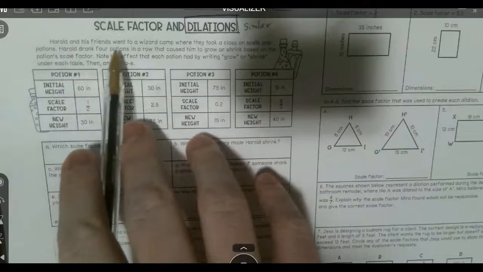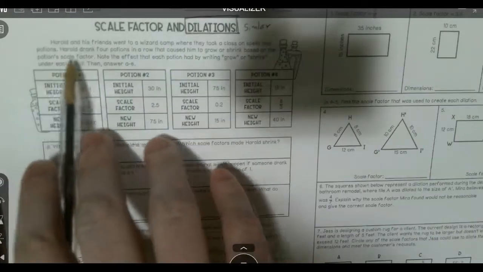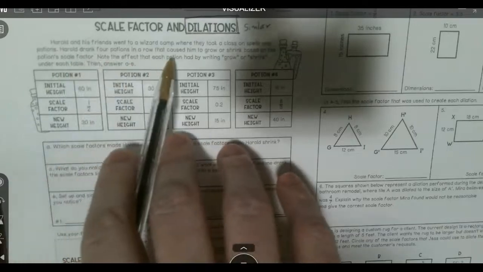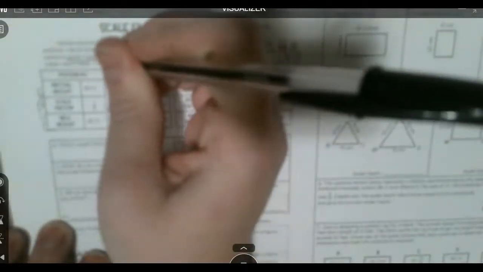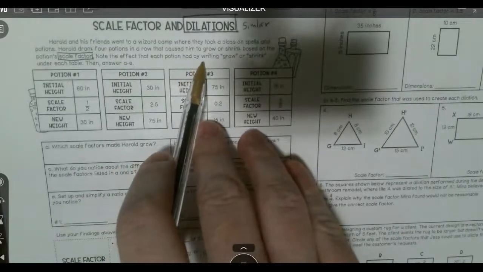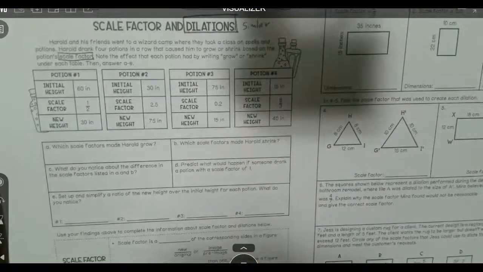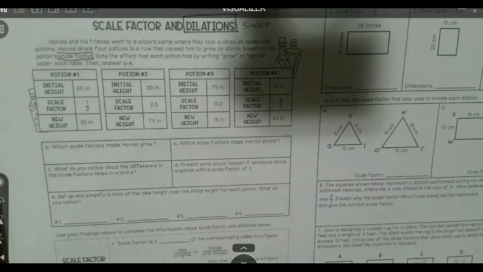Harold and his friends went to a wizard camp where they took a class on spells and potions. Harold drank 4 potions in a row that caused him to grow or shrink based on the potion's scale factor. Okay, scale factor is going to be an important vocabulary word. Just highlighting it there. Note the effect that each potion had by writing grow or shrink under each table. Then answer the questions. Okay, so we have a fictitious wizard who is taking potions for some reason.